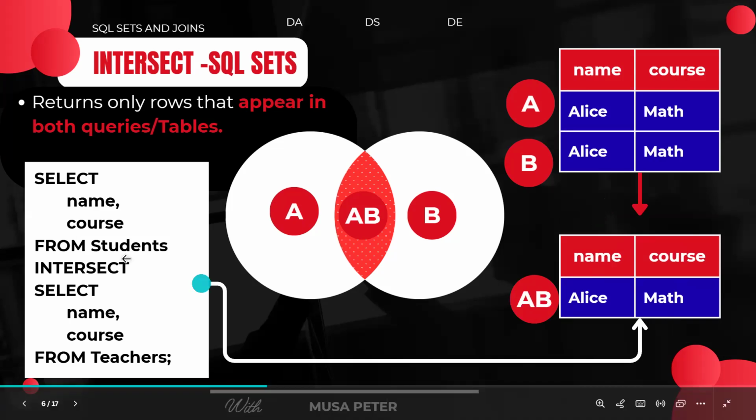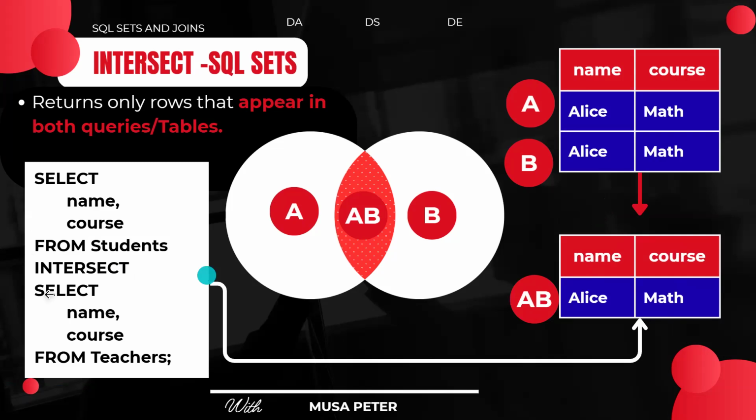So you've seen we've used intersect. Intersect basically gives us the zone, or the point whereby the two tables intersect each other, or the values that are found in the two tables.